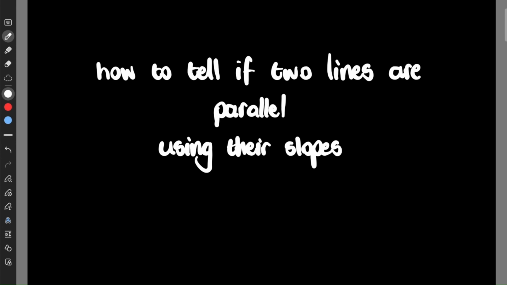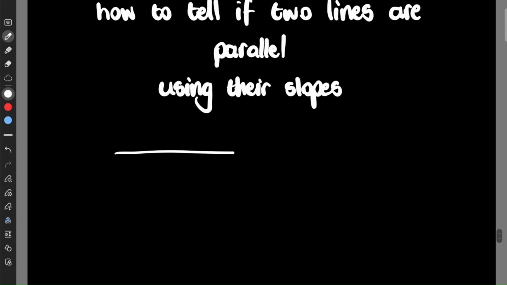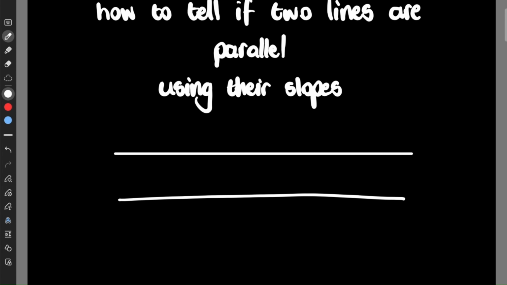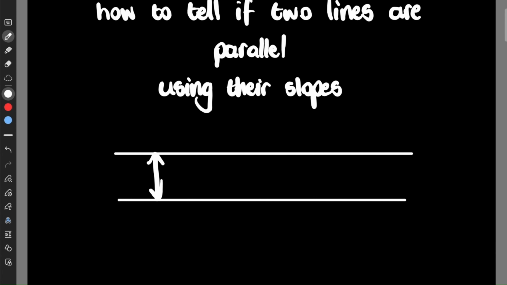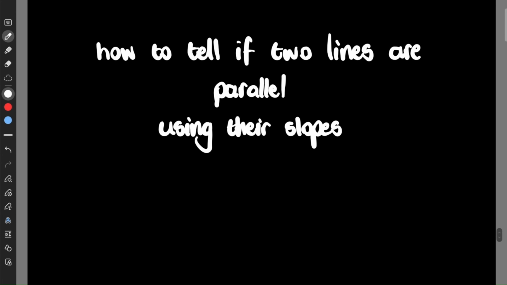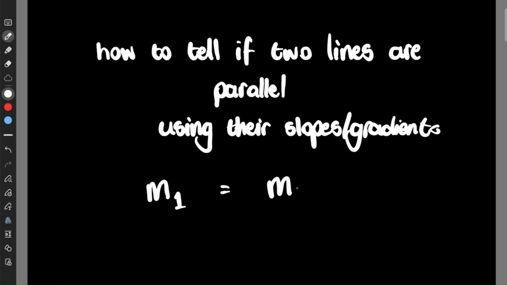So guys, it's possible to tell whether two lines are parallel using only their slopes. To remind you what parallel means, it just means that two lines will never ever cross, and that the distance between them at every point is the same. So the way you go about telling whether two lines are parallel using their slopes or gradients is if the gradient of the one line, let's call it m1, is equal to the gradient of the other line. So let me draw a graph to demonstrate this to you guys.